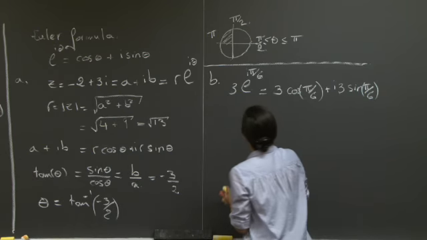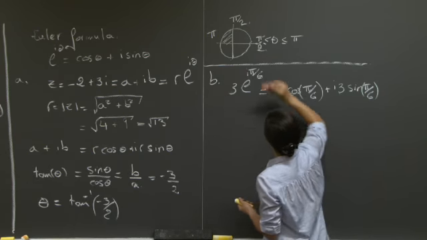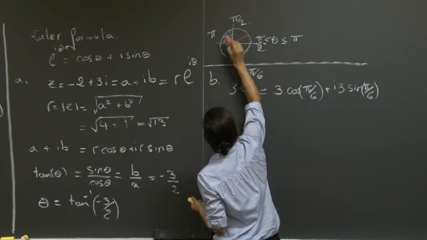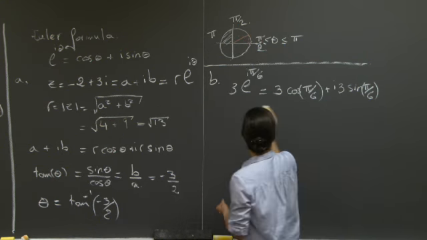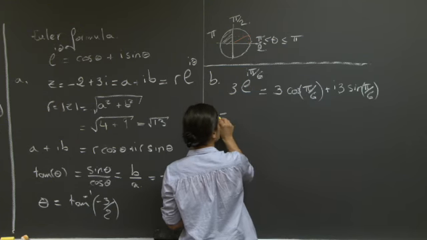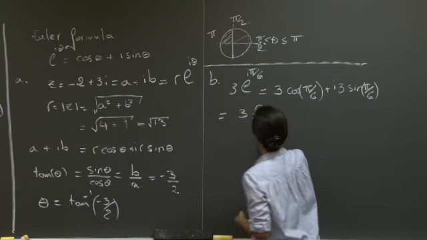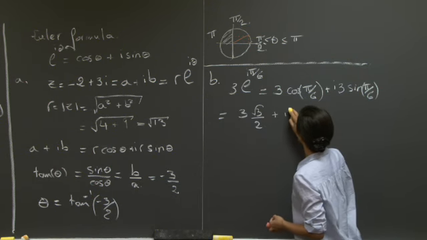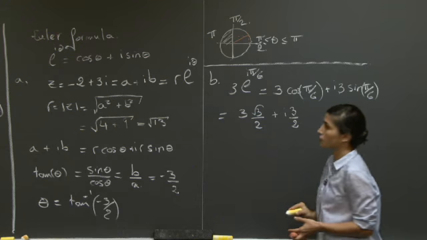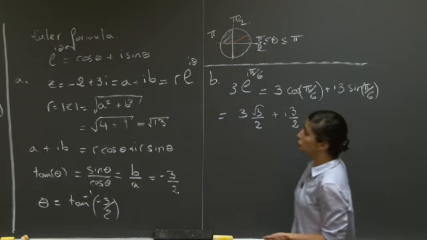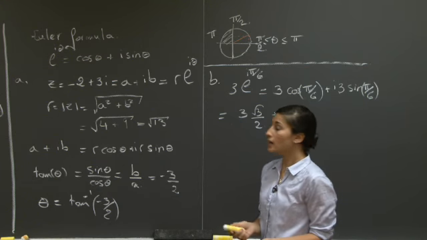On the same trigonometric circle here, that's roughly where pi over 6 lies. And you can just re-express this as 3 root of 3 over 2 plus i 3 over 2. So that ends the solution for question B. Now question C.